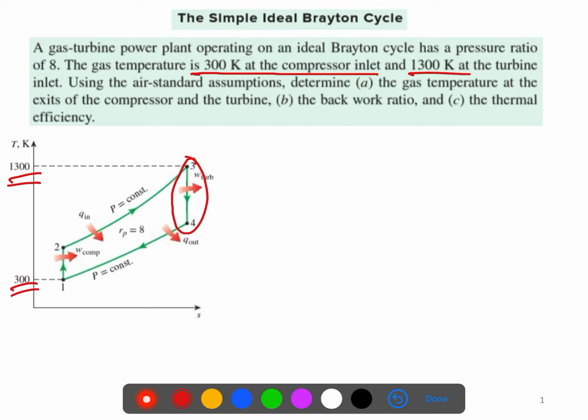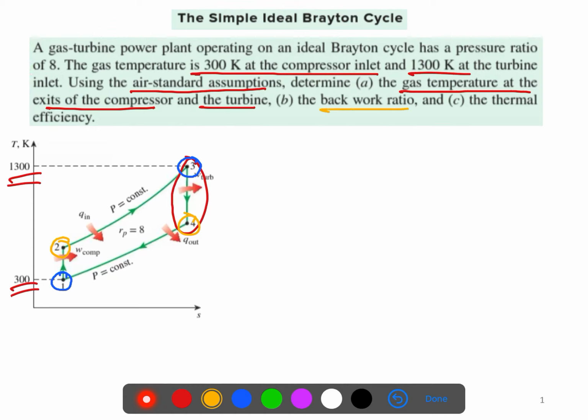What we need to calculate is using the air standard assumptions. We already discussed the air standard assumptions at the very beginning of the lecture. So we need to calculate the gas temperature at the exit of the compressor and the turbine. We know the inlet temperature for the compressor and the inlet temperature for the turbine. Now we need to calculate the exit temperature of the compressor and the exit temperature for the turbine. So that's the first part.